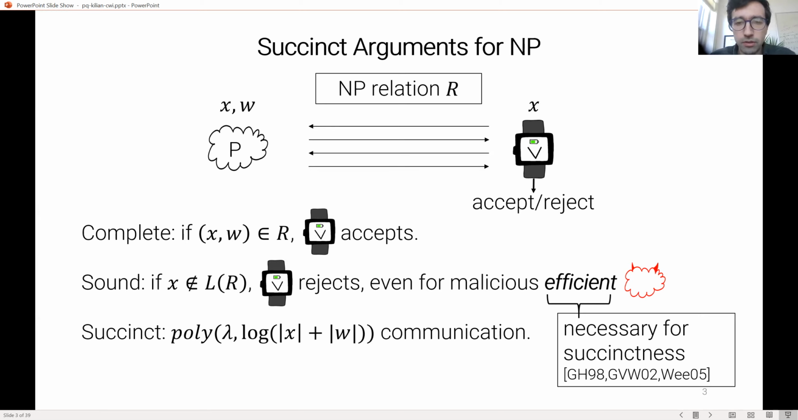One thing that's important is that soundness can only hold against malicious, efficient adversaries, and this is because of some complexity theoretic reasons. Basically, you need to make this relaxation. This is different to interactive proofs, which involve soundness against even unbounded adversaries. So here we're making some computational assumption about the power of our adversary.